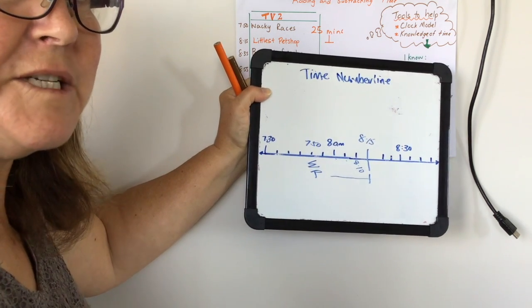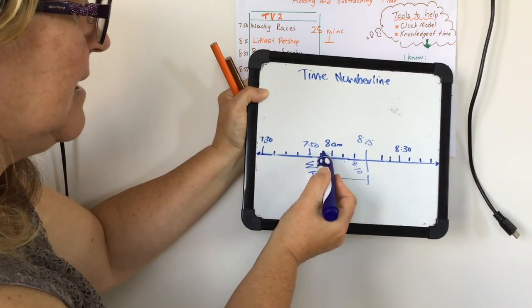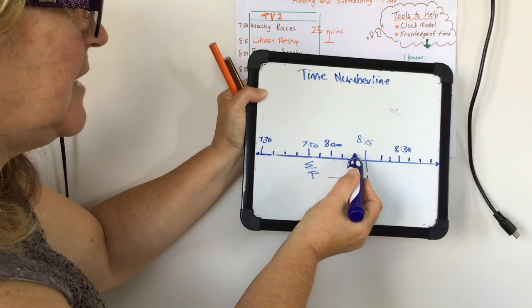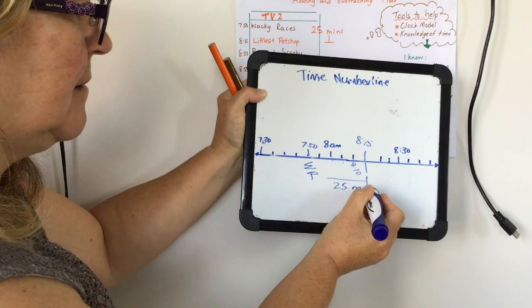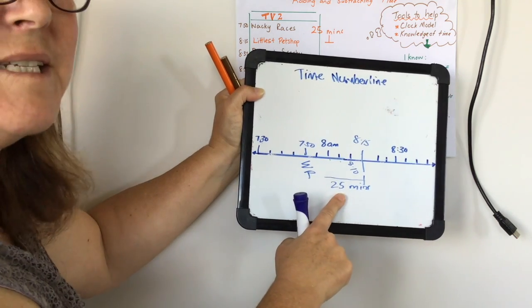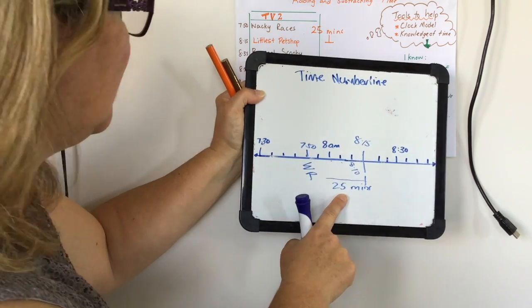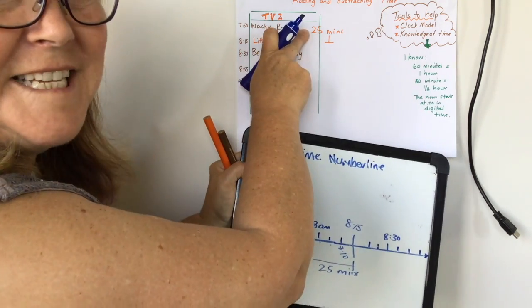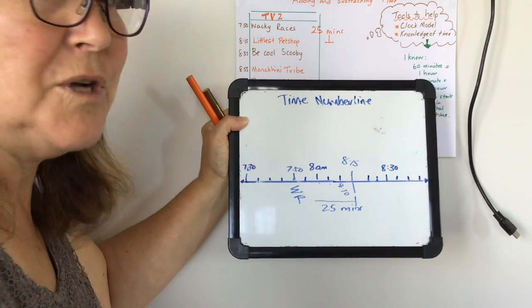The next thing we need to do is count up how long that is. And we can start here and we can go 5, 10, 15, 20, 25 minutes. So Wacky Races is 25 minutes. Let's check and see if that was the same that we did on our clock. Yes, it is. So both ways are equally effective to work out your time.